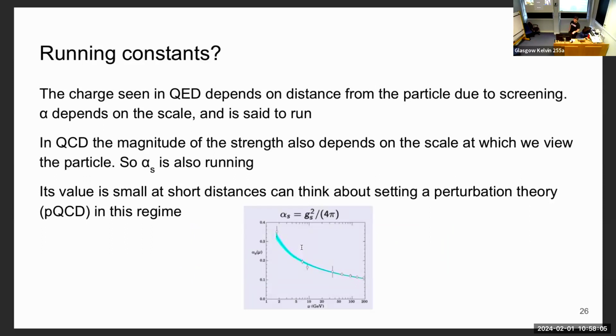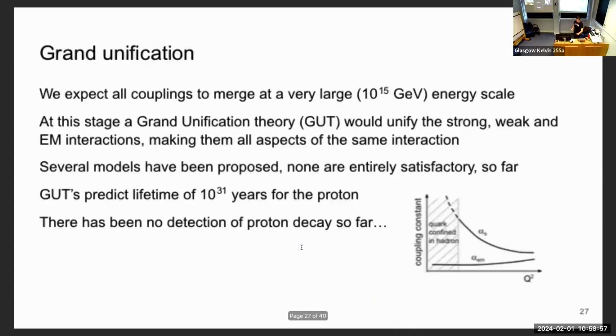Running constants: well, in QED, the charge seems to depend on distance from the particle due to screening again. So alpha depends on the scale, which means the energy of the process, and is said to run. In QCD, the coupling strength also depends on the scale, so Q squared. So also alpha S is running, but it's slightly different from alpha in QED because of confinement and asymptotic freedom. But there is one regime where you can actually consider short distances. That's where you can use perturbation theory, where you can actually study the properties of the quark. I think it's clearer in the next one.